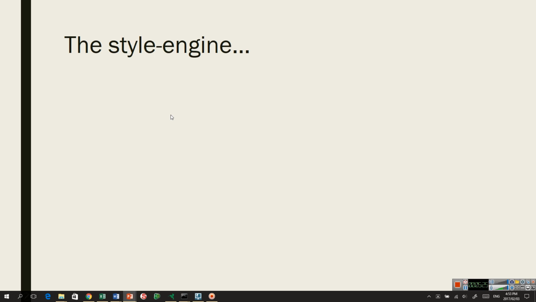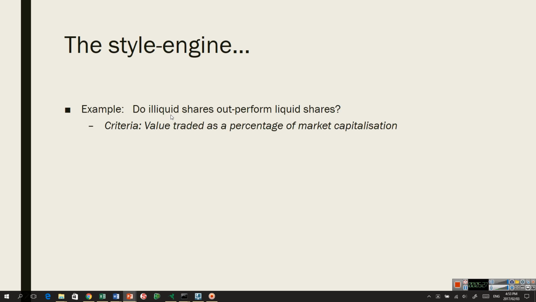Now, the style engine itself, just to give you an example, and we'll work through this example, I've picked this one. Do illiquid shares outperform liquid shares? And the first thing we need to define is how we're going to measure liquidity. And in this instance, we'll measure it by looking at the value traded by a company over a particular period as a percentage of its market capitalization.